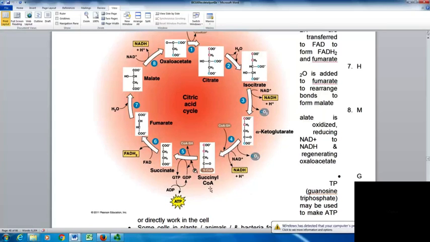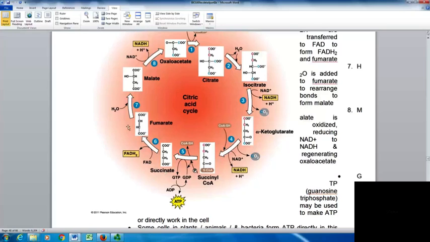The succinyl-CoA will be converted into succinate. In the process, you're going to have an inorganic phosphate here that's going to come on and turn GDP into GTP. That GTP will then transfer the phosphate onto ADP to make ATP. So the GTP is like having another energy currency again, but this one just converts right away to ATP.